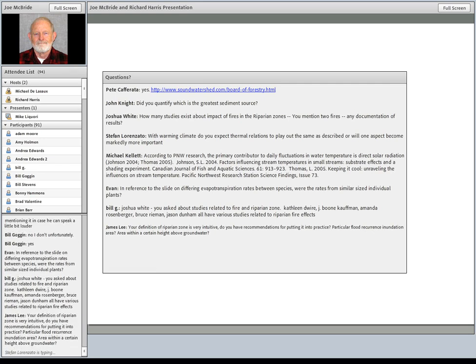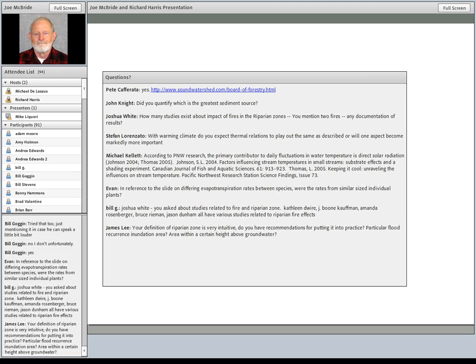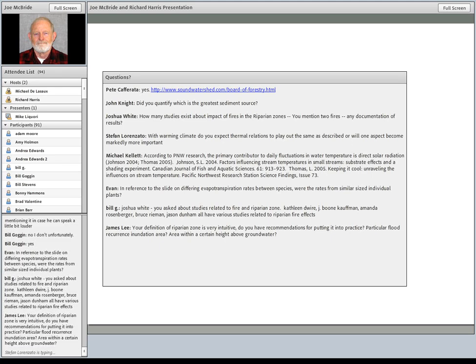And we have a question down here from James Lee. I'm just going to restate it. Your definition of riparian zone is very intuitive. Do you have recommendations for putting it into practice? Particular flood recurrence, inundation area, or within a certain height above groundwater? I guess from a management standpoint, what are the management implications of defining a riparian zone? Buffer widths don't really do the job, right? So what is your suggestion? How should a riparian zone be defined?